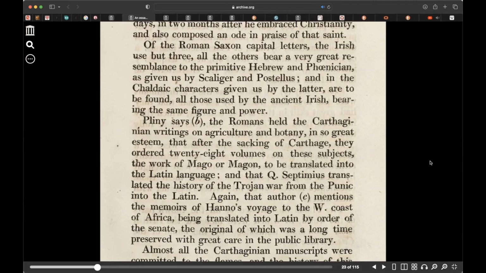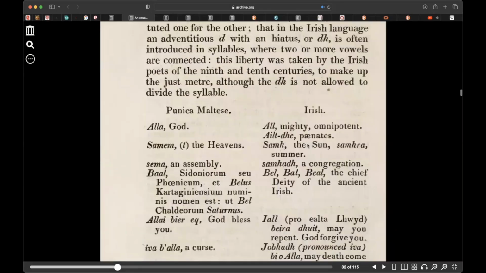Again, Chaldea, where is the Ur of the Chaldees? Check out my Ireland Ur of the Chaldees series. Where was really Abraham living? Where was he born, really? Chaldea, ancient Chaldea, appears to have been in Ireland. That's why there is resemblance here. Chaldaic characters given us by the latter are to be found, all those used by the ancient Irish, bearing the same figure and power.